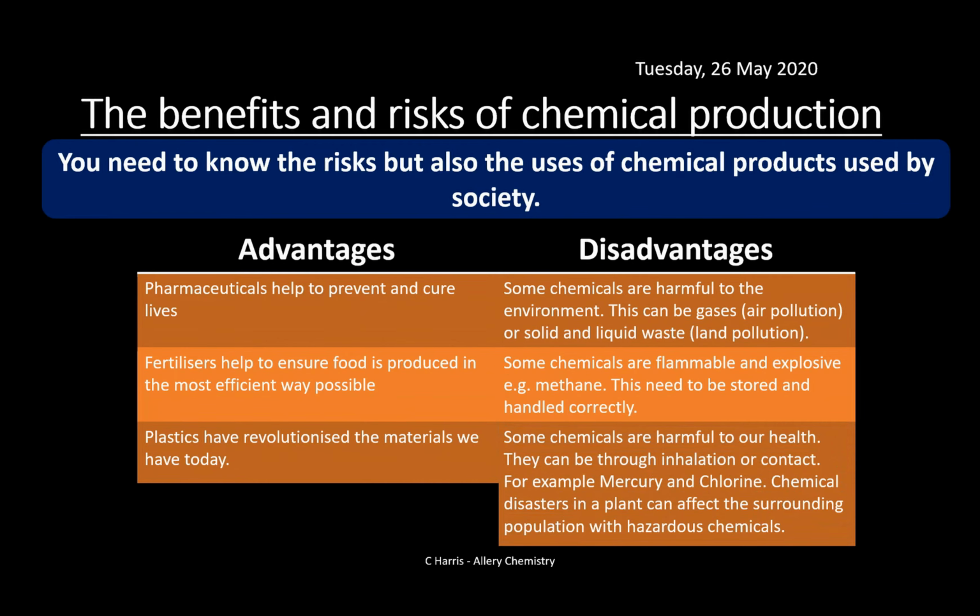However, some chemicals are harmful to our health. So a disadvantage is they can be harmful to our health. They may be through inhalation or contact. For example, mercury or chlorine, hydrochloric acid, for example, or hydrogen chloride gas is a byproduct of some of these reactions. And you can get chemical disasters in a plant as well, which can affect the surrounding population.